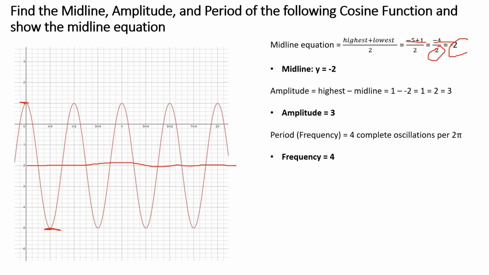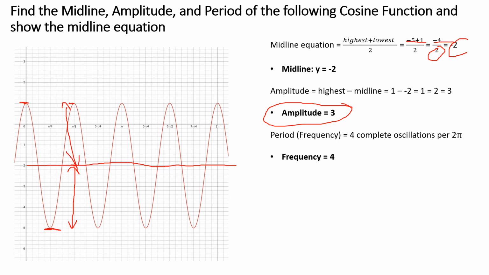And now I can find my amplitude. My amplitude is that distance from the midline to the highest point or lowest point. And the highest point over here is 1. My midline is negative 2. That's an absolute distance of 3. And I could go from negative 5 to negative 2 in this direction, and still an absolute distance of 3. Either way, it is 3. Forgive me for my not so straight lines.